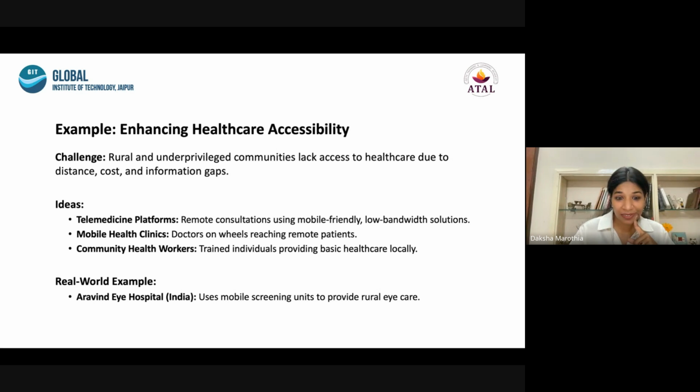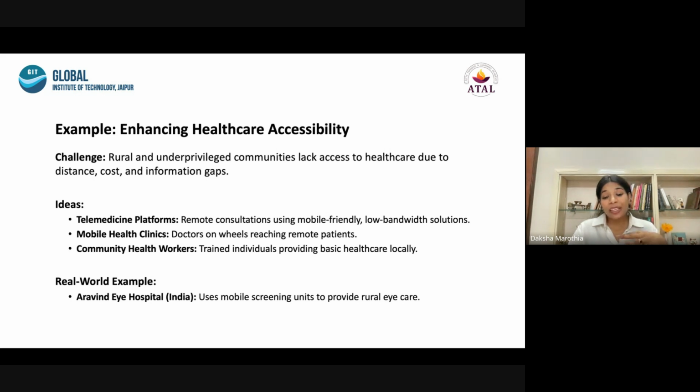Anyone? They were in news like one or two years back for what they are doing. They are providing mobile, like they are taking vans and healthcare providers from different. Yes, somebody is saying something.